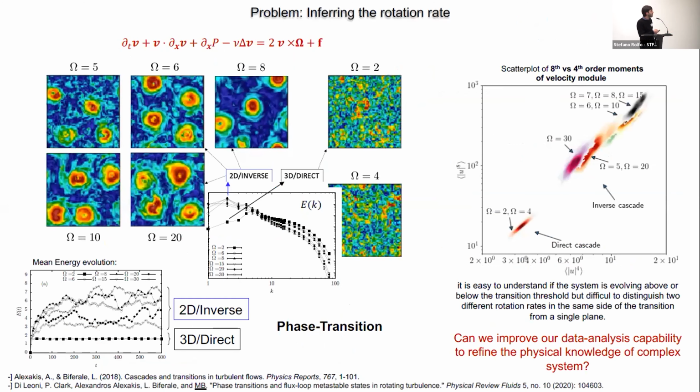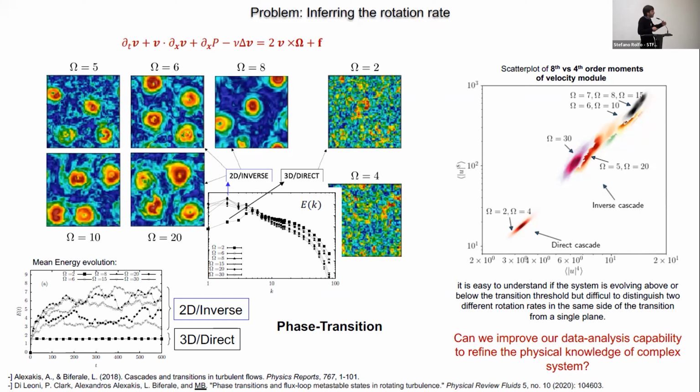So first of all, let's see what is the problem that we are interested in. This is the problem of inferring the rotation rate of a turbulent flow that is evolving in a reference frame that is under rotation. Let's imagine this is the Earth rotating around this axis, and we want to study the effect of rotation on the flow dynamics. So the system is described by the Navier-Stokes equations, plus the Coriolis term that depends on the rotation frequency of the reference frame. It is known that this Coriolis term has an important effect on the dynamics of the velocity field.